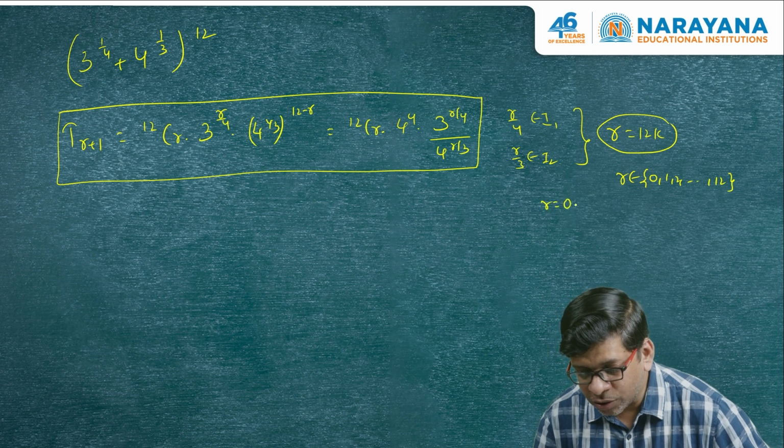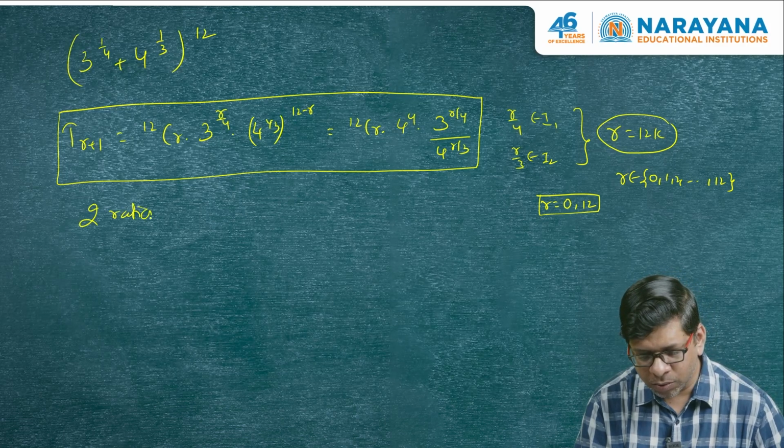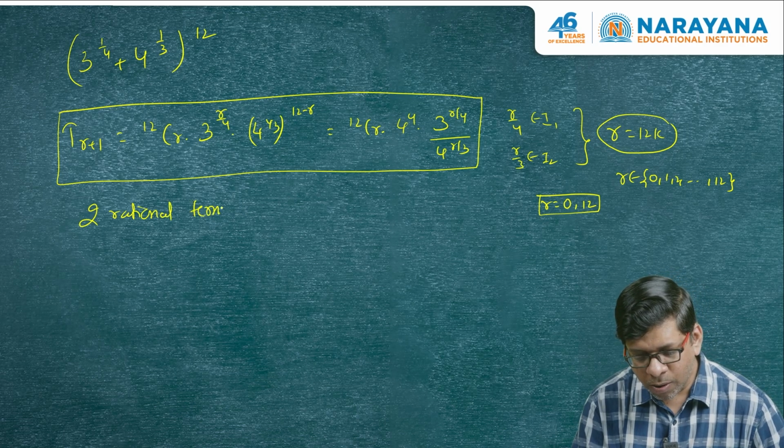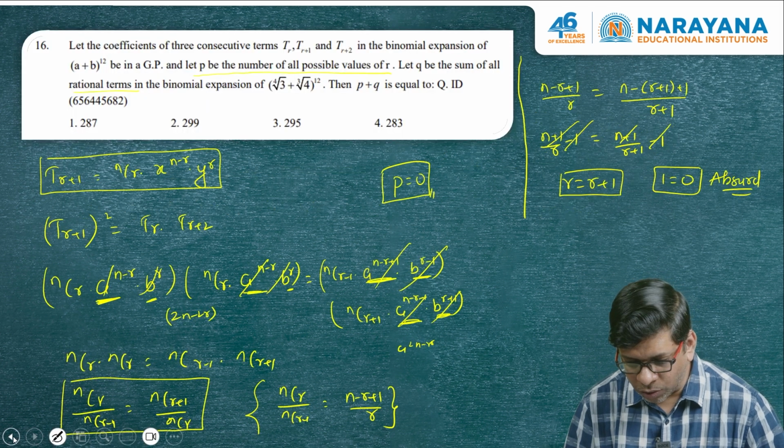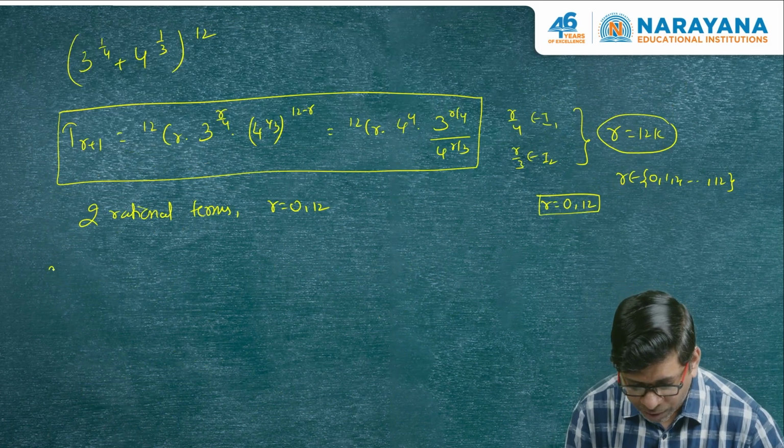It means r should be 0 or 12. Only two possible values are there. So there are two rational terms, each for r equal to 0 and 12. And they are asking you, Q is the sum of all the rational terms. So what is Q? Sum of rational terms.